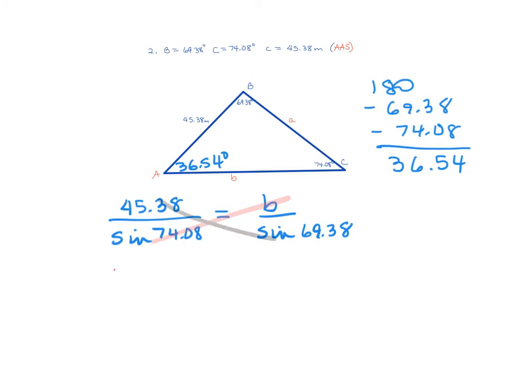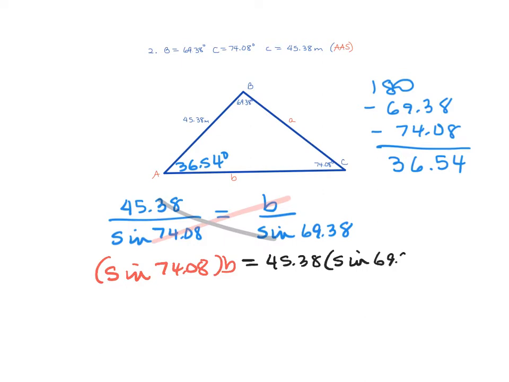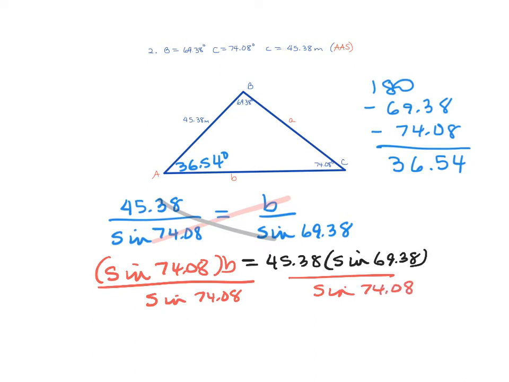So first, sine 74.08 times little b is equal to 45.38 times the sine of 69.38. Divide both sides by the sine of 74.08. Again, take out your calculator, and little b, after I multiply 45.38 times the sine of 69.38, divide by sine of 74.08, is approximately equal to 44.17 meters.